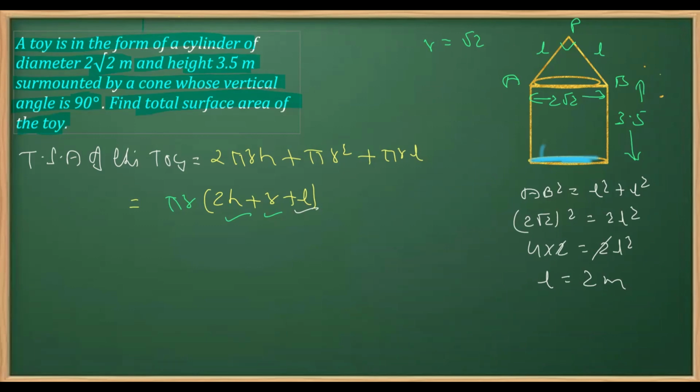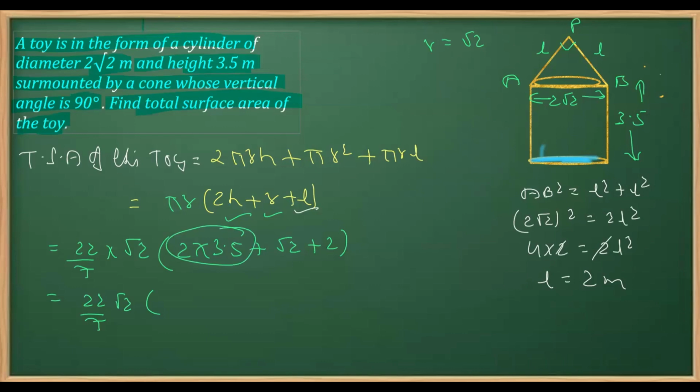So next is to plug in the values here. I'll begin by writing pi, which is not mentioned, so 22 over 7. The radius is root 2. Then 2 times the height, and the height of this cylindrical portion is 3.5, plus the radius again, which is root 2, plus the slant height, which is 2 meter. This is 22 over 7 times root 2, and with calculation, 2 times 3.5 is 7, and 7 plus 2 is 9, so it is 9 plus root 2.